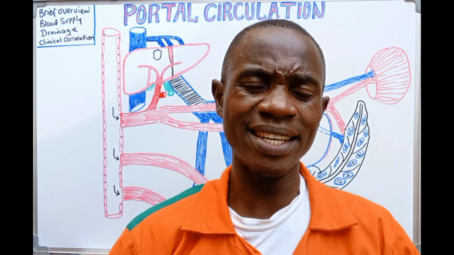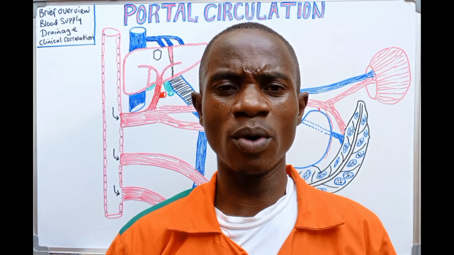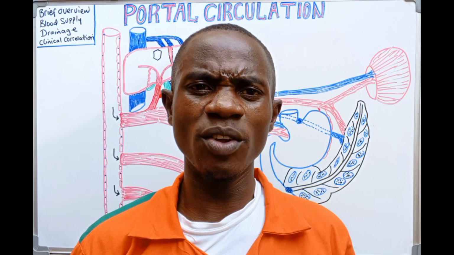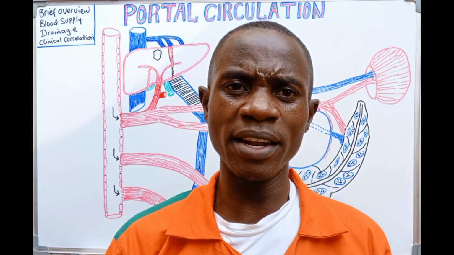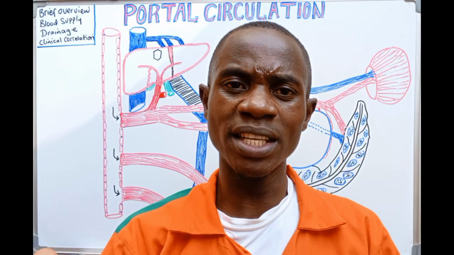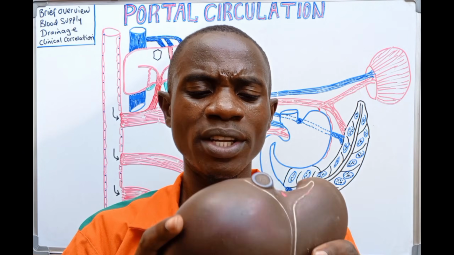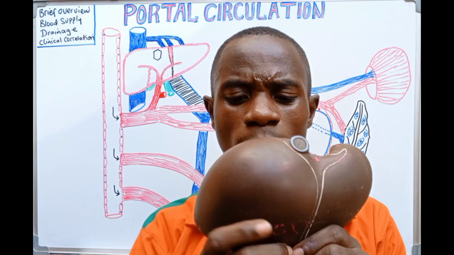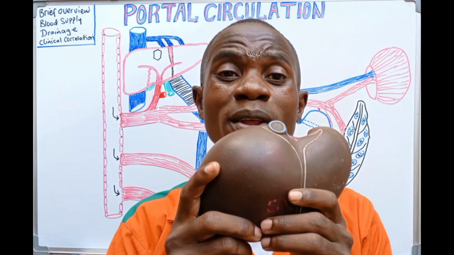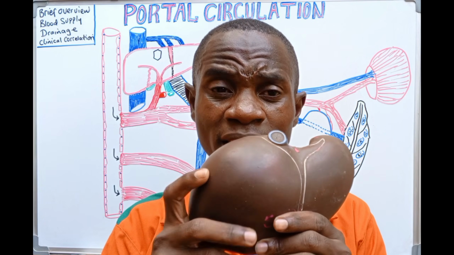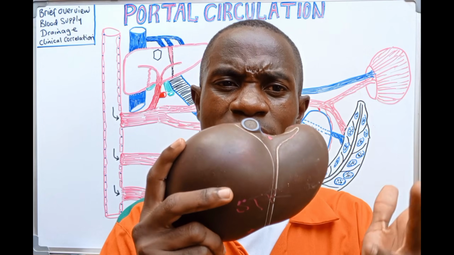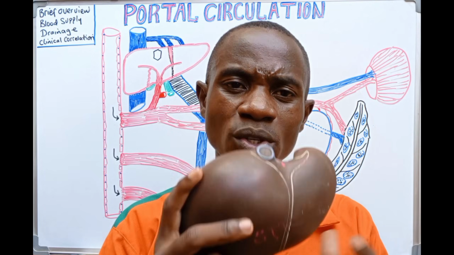So let's go ahead and get started and look at the anatomy of the liver. In the previous videos, we have been looking at the theoretical part of the liver, the anterior view and the posterior view. Today, you're going to be part of the clinical practical. Today, we have come with this model, which is a model of the human liver. So now we're going to be looking at the anatomy of the human liver in the practical section.